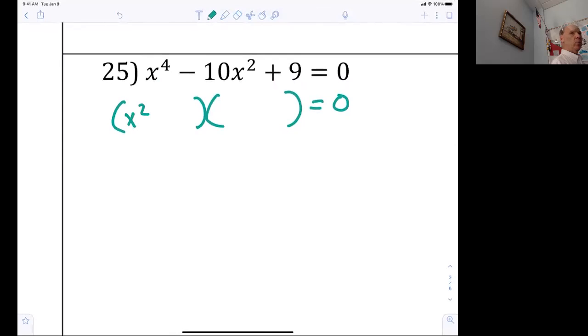X squared. X squared what? X squared minus 1 and X squared minus 9. Wow.